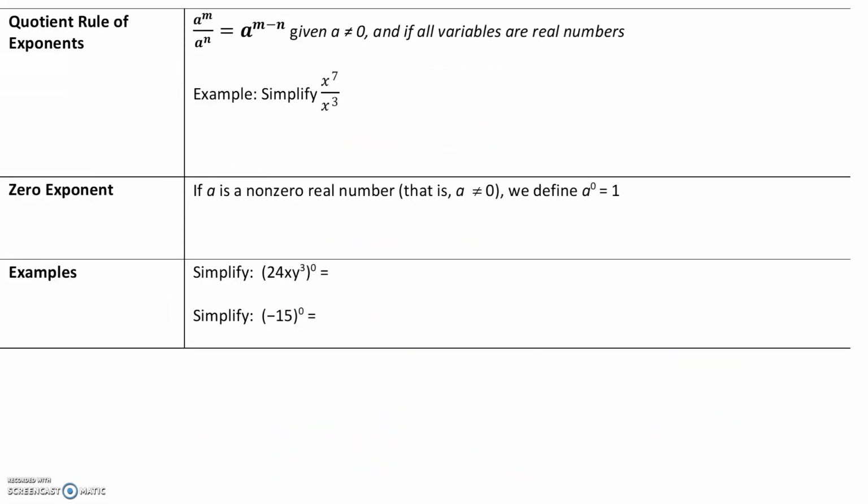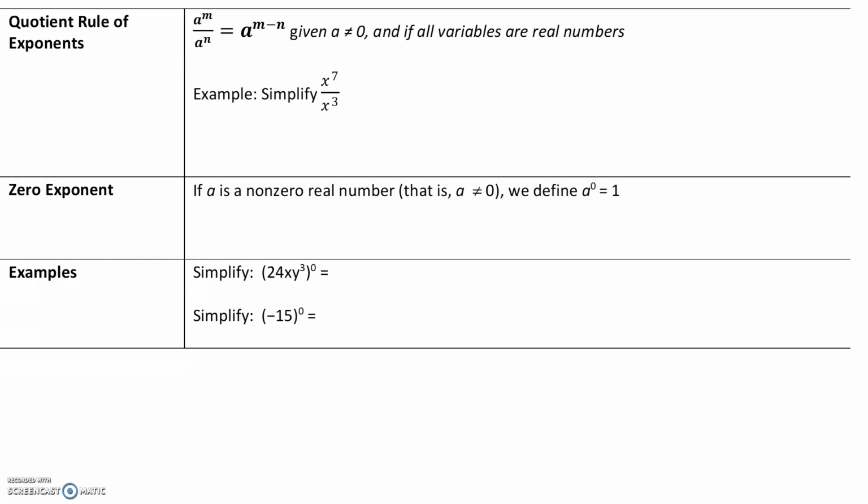Next, we've got the quotient rule of exponents. If you divide the same base, we subtract the powers. And it's always the power of the numerator minus the power of the denominator. Doesn't matter which one's bigger, which one's smaller, always go numerator minus denominator for the powers.